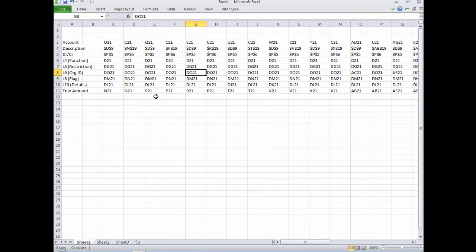N21, N21, P21, P21. So the same cell is being picked up for the debit, and it's being picked up for the credit. Then this cell being picked up for the debit, the credit. This number is being picked up for the debit and the credit.